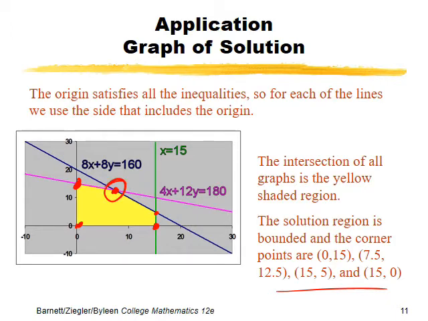Here you cannot say 7.5 and 12.5. Normally we would round 7.5 to 8 and 12.5 to 13. But in the case of linear inequalities, we round down to 7 and 12, not round up, because if we round up, it will go outside the feasible region. We have to keep it within the feasible region.